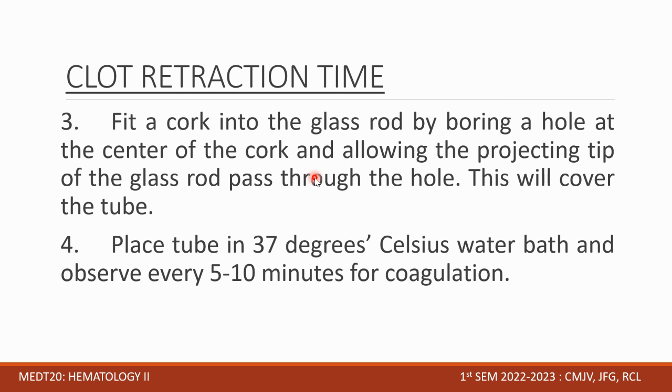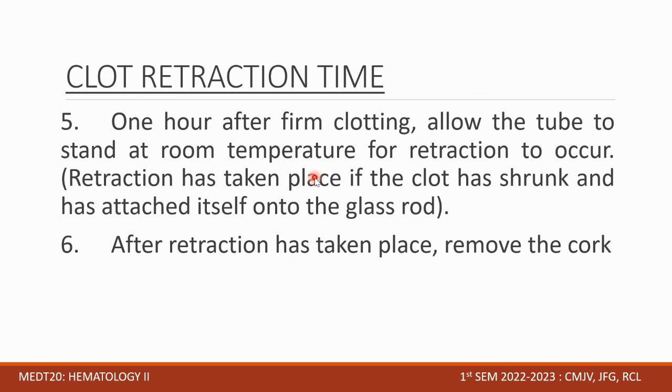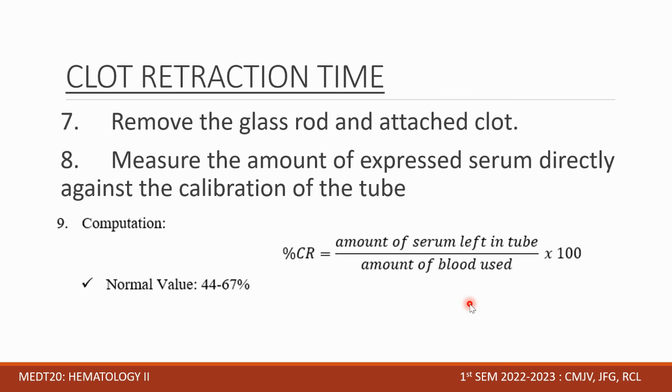Place the tube in a 37 degrees Celsius water bath and observe every 5 to 10 minutes for coagulation. One hour after firm clotting, allow the tube to stand at room temperature for retraction to occur. Retraction has taken place if the clot has shrunk and has attached itself onto the glass rod. After retraction has taken place, remove your cork, remove the glass rod, and the attached clot.